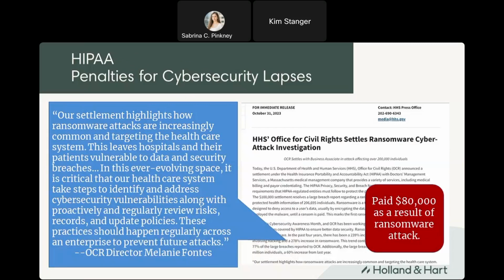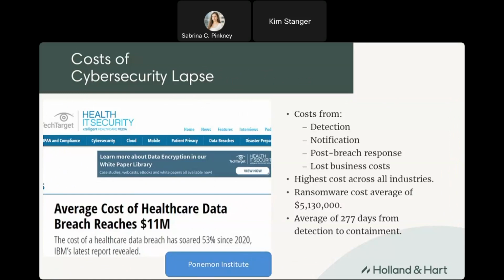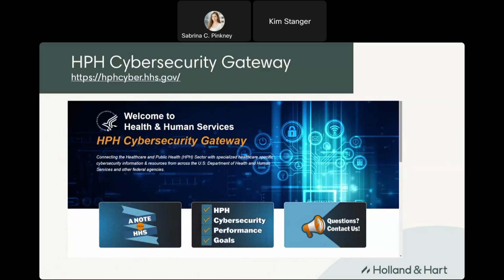As I mentioned, the government, the OCR is getting on board, and for the first time, they've started going after entities for cybersecurity lapses, including one hospital system that got hit for $1.25 million based on a hacking incident. The government has a whole wealth of cybersecurity guidance and help out there. They've been very active in trying to help the healthcare industry.